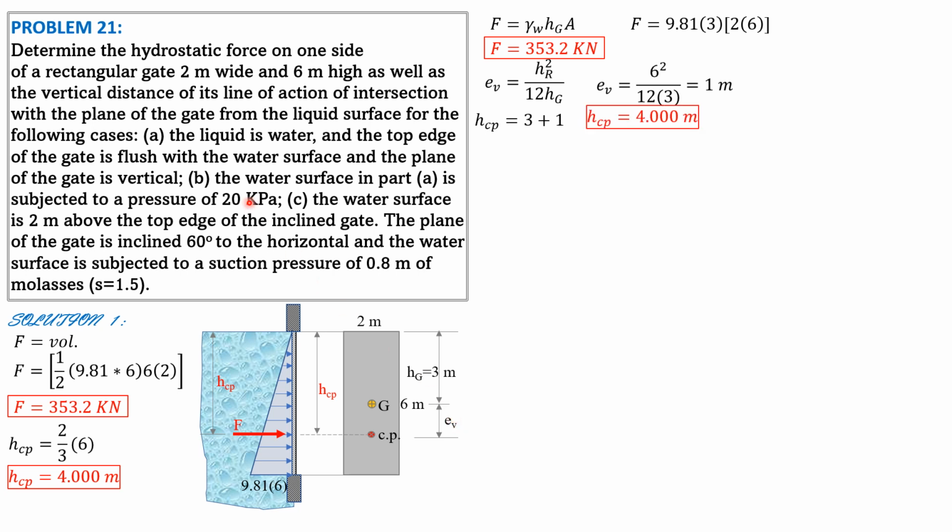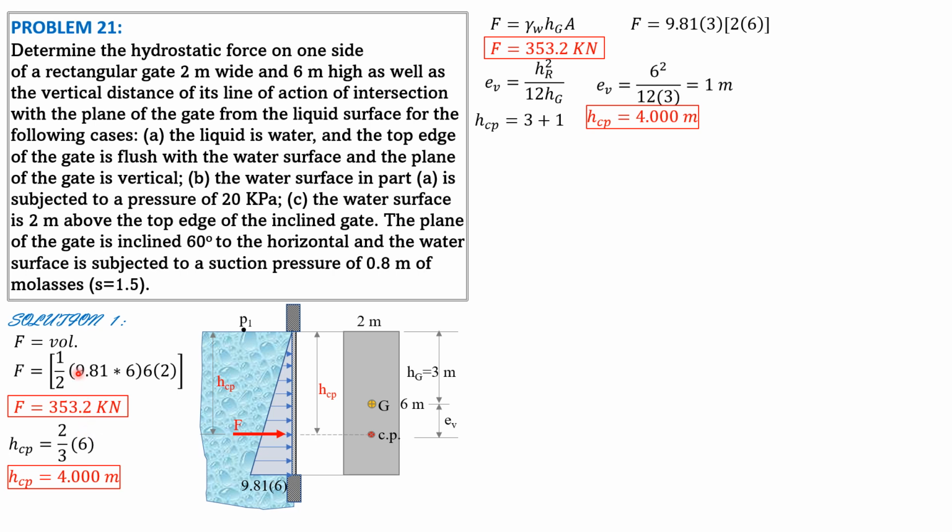Then let's proceed to part B. The water surface in part A is subjected to a pressure of 20 kilopascals. So let's use the same figure and let's mark this as point 1. The pressure is P1, which is 20 kilopascals. We can no longer apply this formula unless we convert P1 into an equivalent depth of water. We can do that.